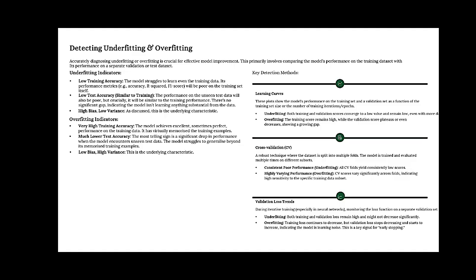Then validation loss trend. When training a neural network, we monitor the loss. Training loss keeps decreasing while validation loss starts to increase. The model is overfitting by learning noise. This is a key signal for early stopping. If both remain high, it's underfitting.